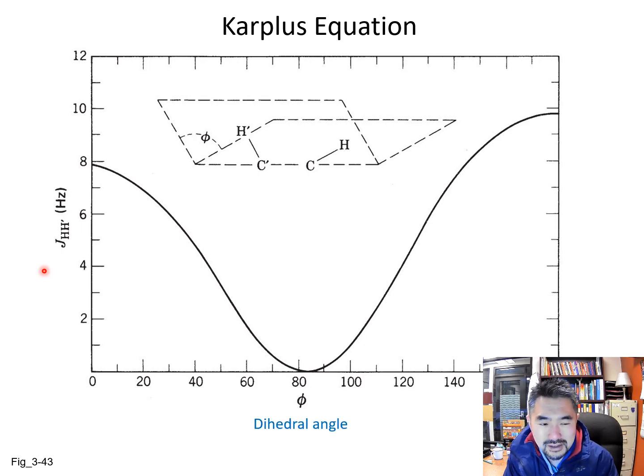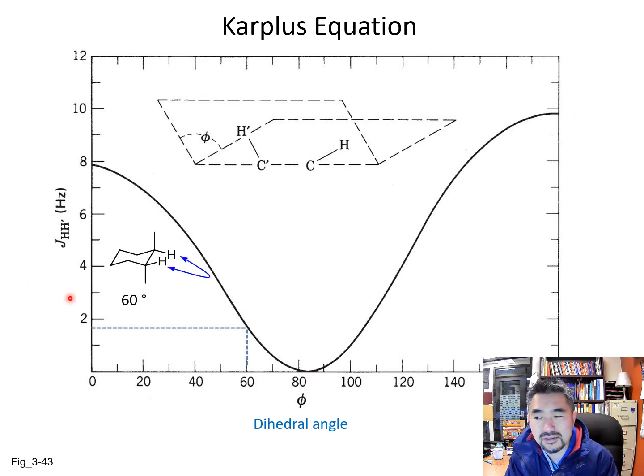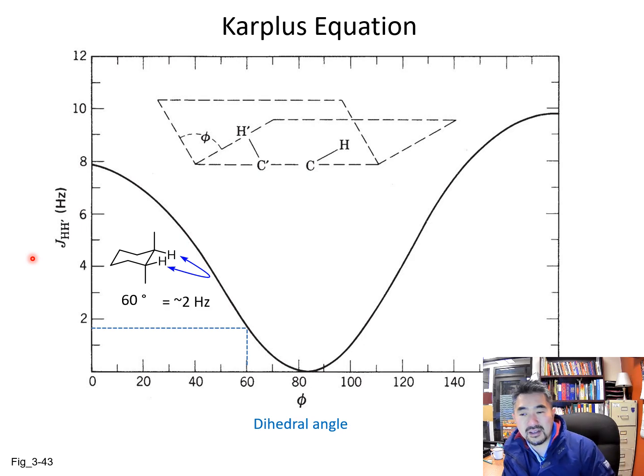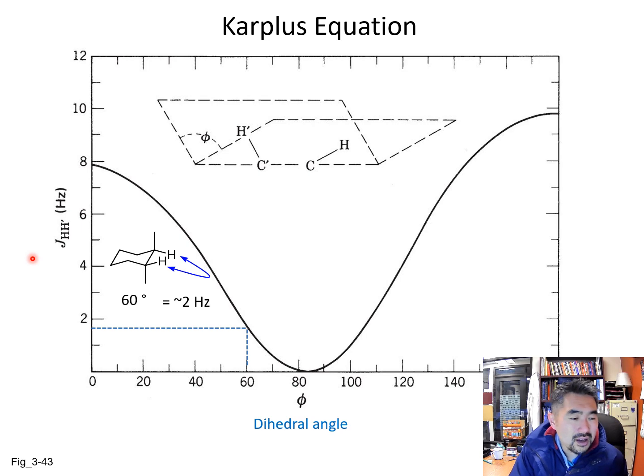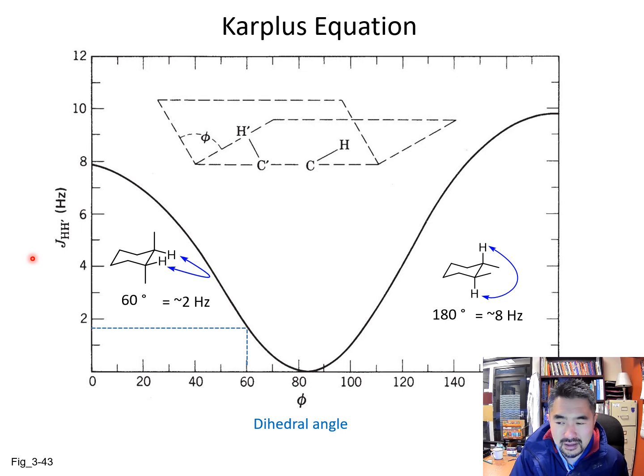I won't require you to know the equation, it's really complex, but I want you to know the Karplus equation graph, what it typically looks like. What this tells you is the dihedral angle's magnitude. It's really, really useful, and so important that I will want to go over this with you again in person, maybe in the next class.